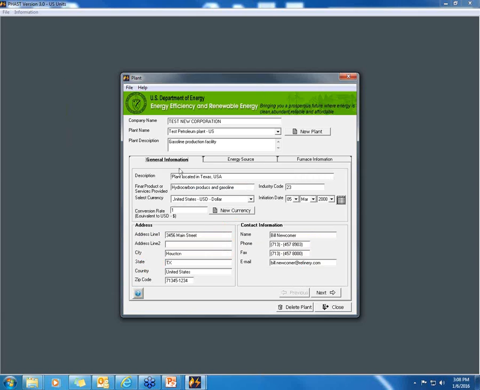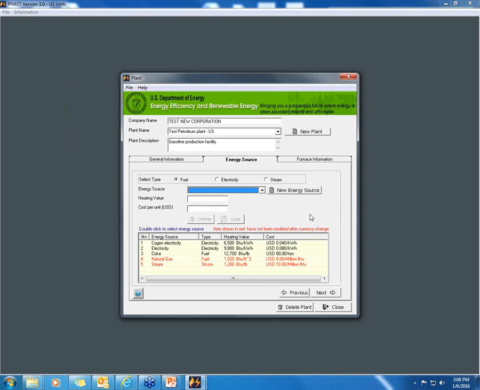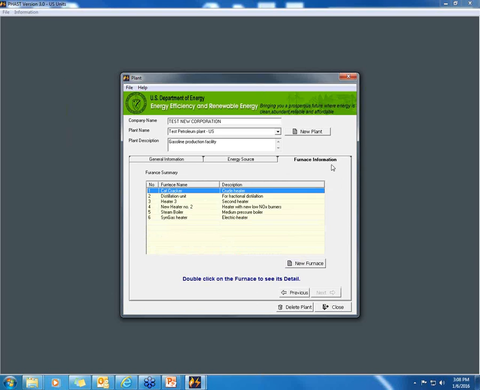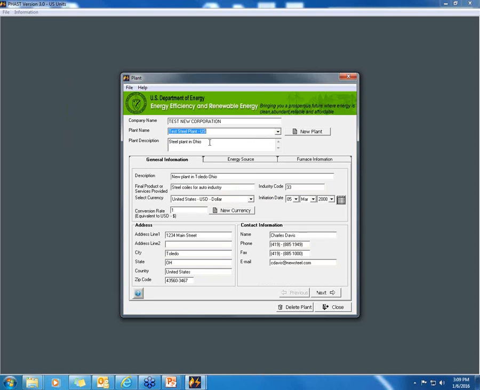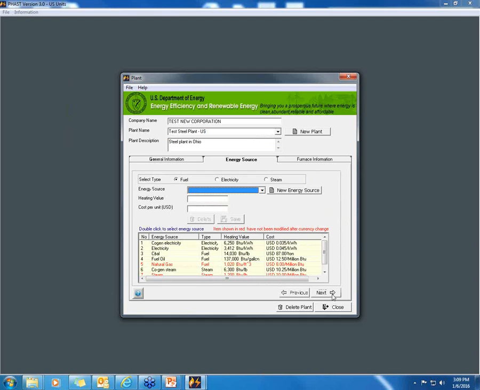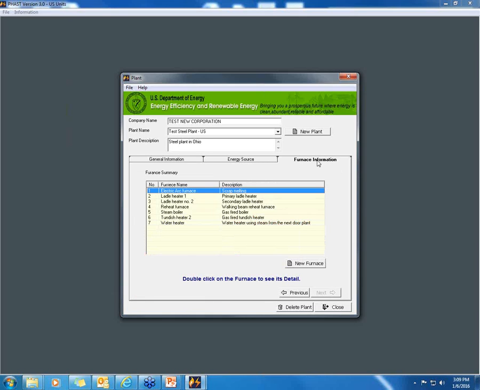So one, you added general information regarding your plant. Second, you added information regarding different energy sources. Now next one, and this is the most important one, is furnace information. So now I'm just going to show you one example. This is a test steel plant somewhere in Ohio, and for this plant we already have different types of energy sources there. And now in the third tab right here we have furnace information.